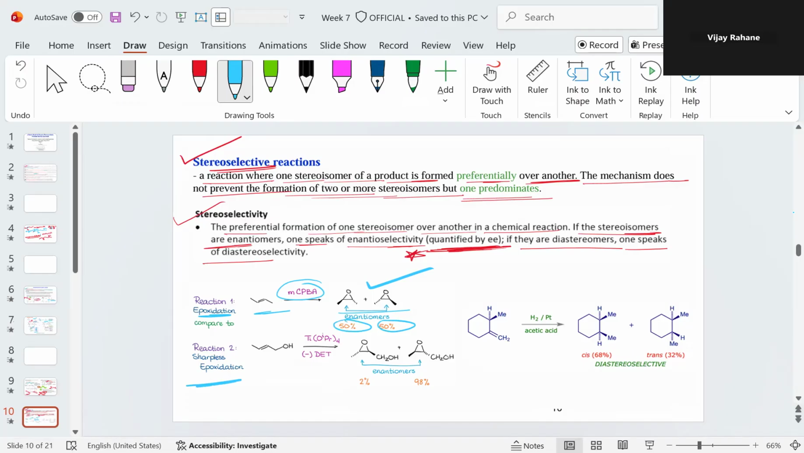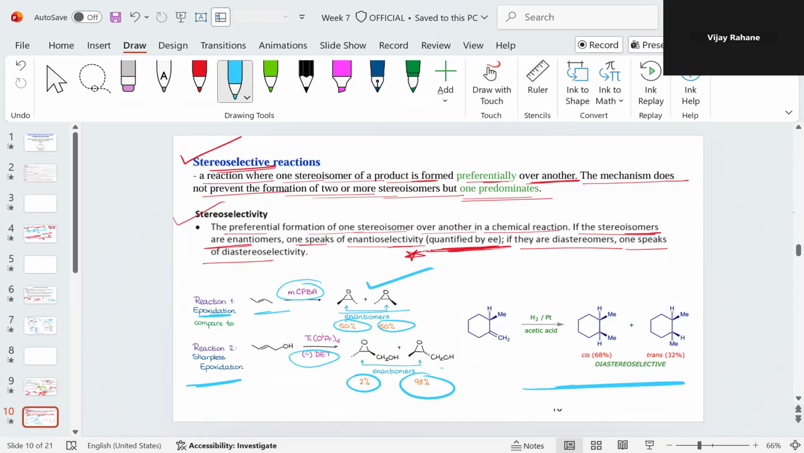In the Sharpless epoxidation also, you can see there is one product at only 20% and another product at 98%. And in this case, since we are using the minus diethyl tartrate, in the mechanism it shows the formation of one product preferentially over another. So this is an example of stereoselectivity.